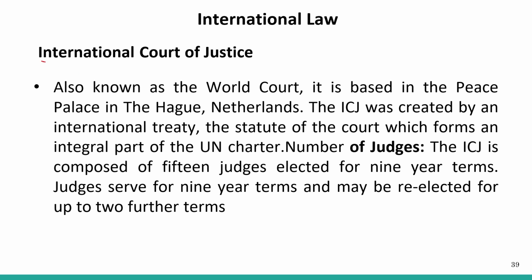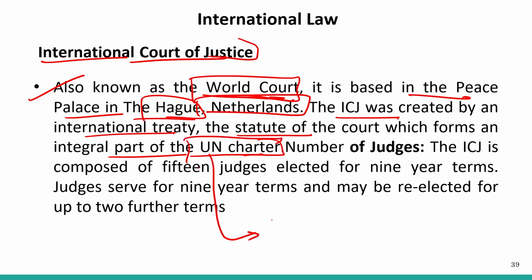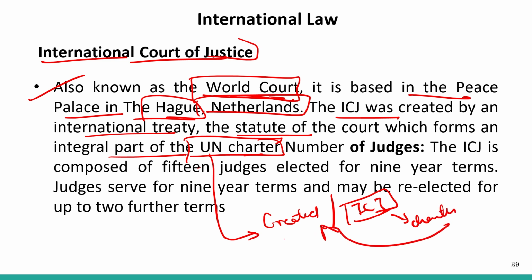Now, the International Court of Justice is another organ of the United Nations organization, which is known as the World Court. It is based in the Peace Palace in The Hague, Netherlands. The ICJ was created by the international treaty, the Statute of the Court, which forms an integral part of the United Nations Charter. So the United Nations Charter was created, and then the International Court of Justice Statute was later incorporated along with the United Nations Charter.